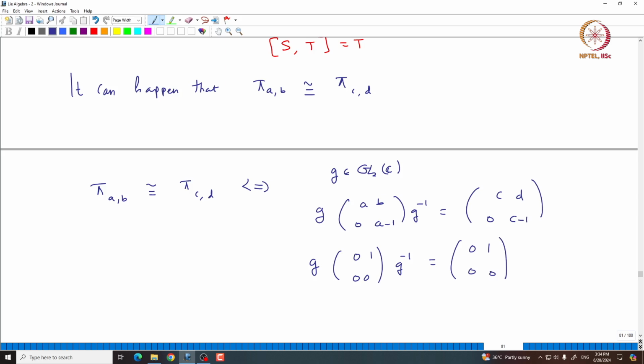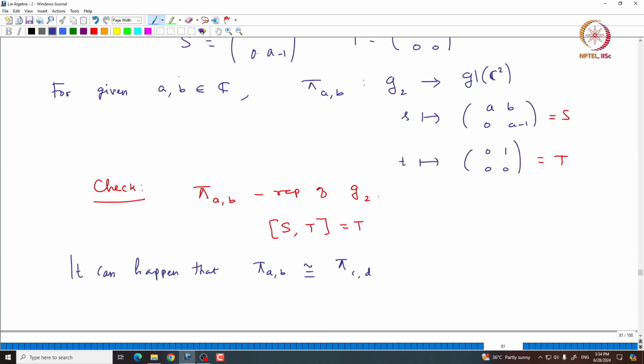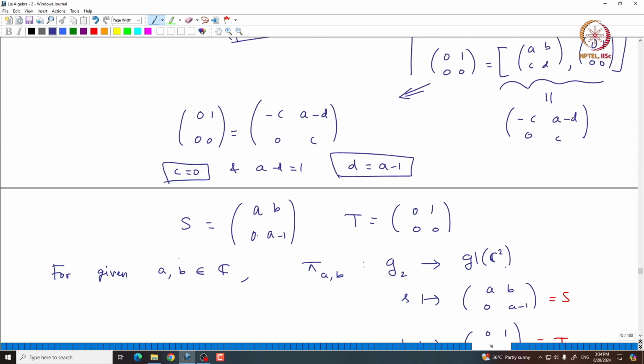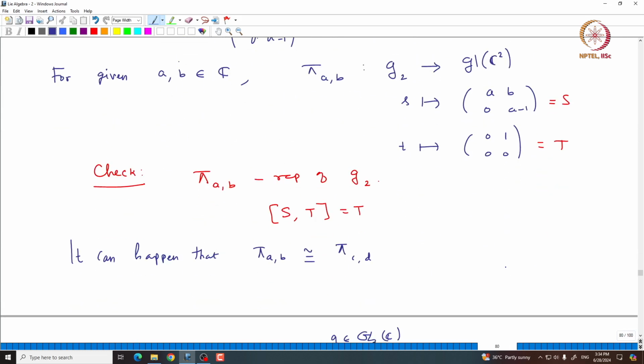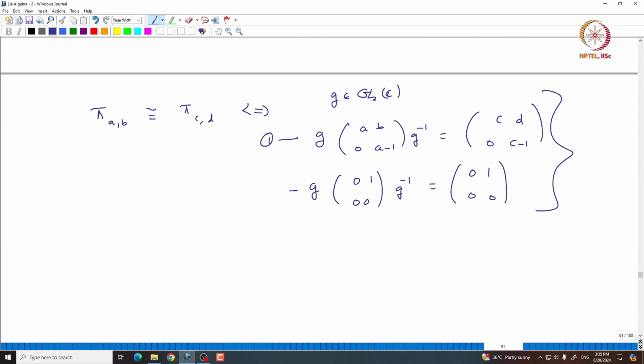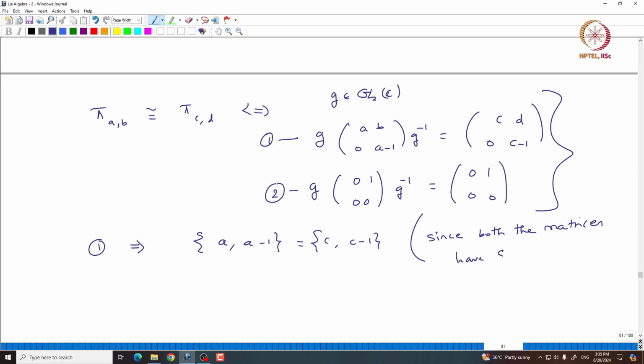Okay. Because we have already assumed without loss of generality that T can be 0 1 0 0, up to this equivalence relation, if pi A B is isomorphic to pi C D, then this is what we will have. Let us call this equation 1 and this equation 2. One can easily check that equation 1 gives us that the tuple A, A minus 1 should be equal to the tuple C, C minus 1, because both these matrices should have the same eigenvalues, since they are conjugate.